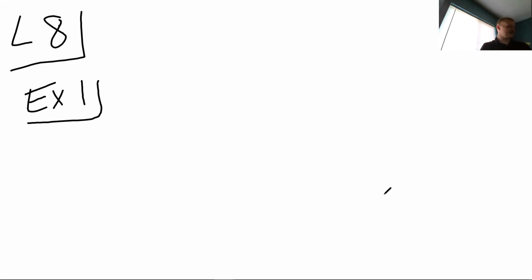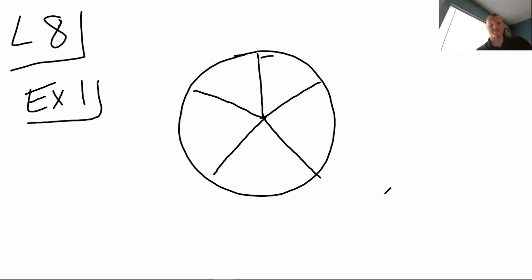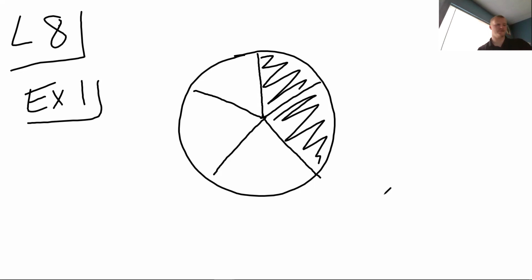Okay, example 1. Name the shaded part of the circle as a fraction and as a percent. All right, let's draw this circle. We have 5 sections of a circle. That's a nice circle. And then I'm gonna shade in 2 of the sections. So 2 of the sections are shaded in.